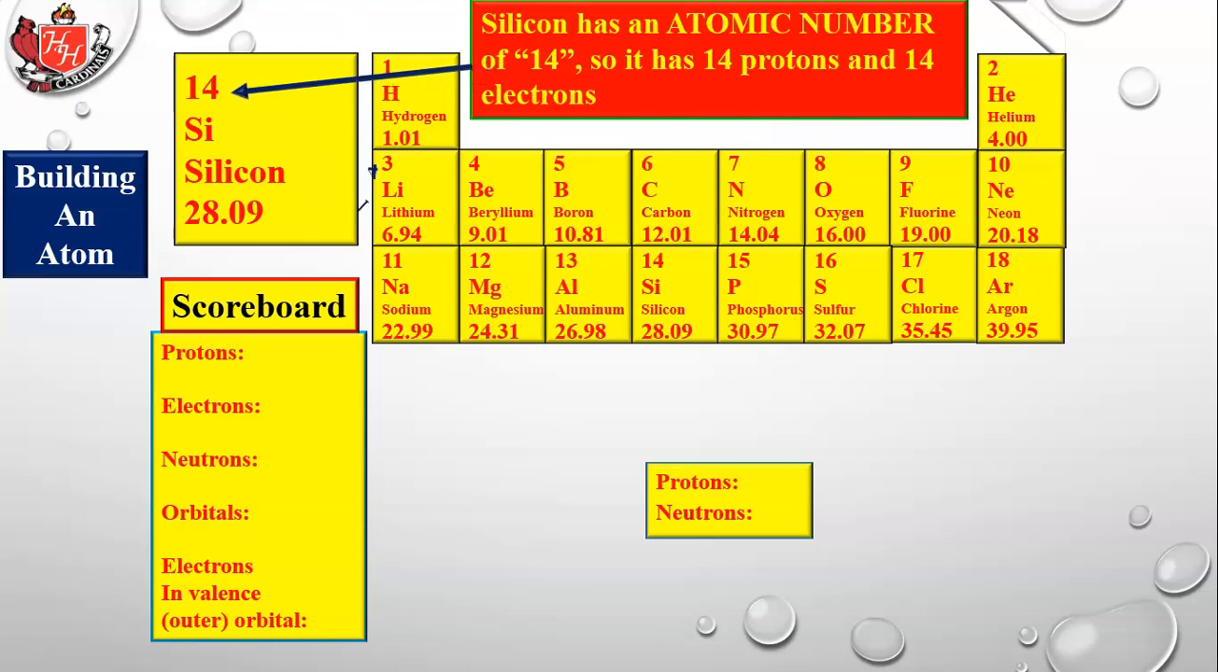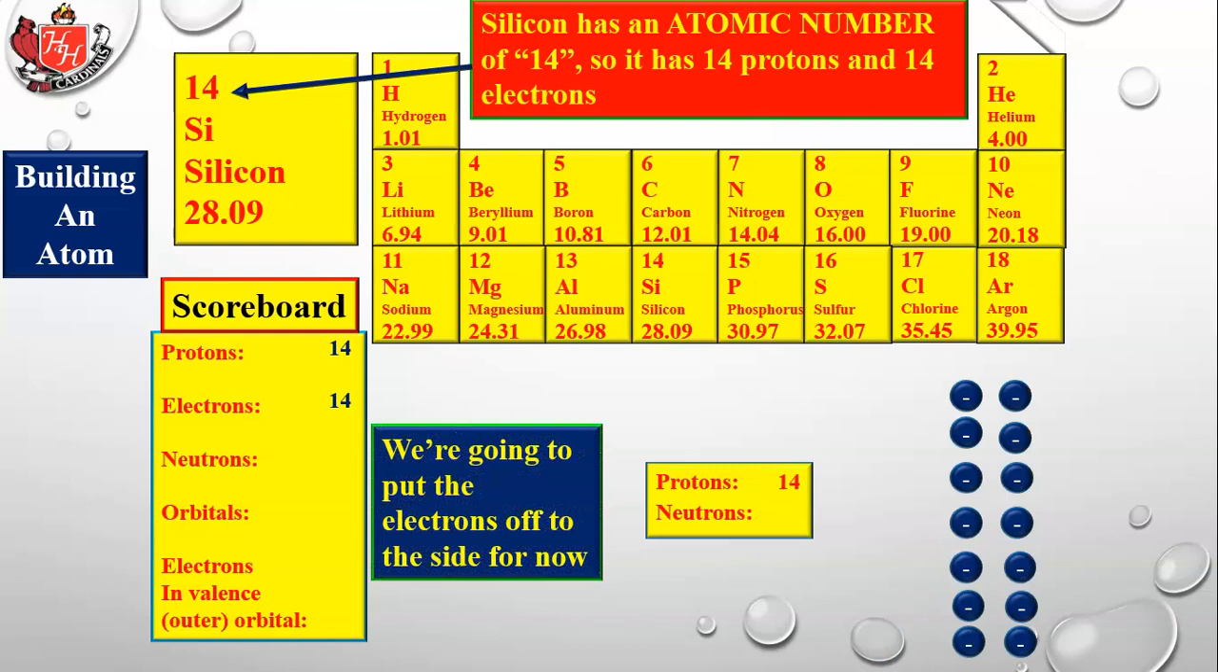So what we're going to do is fill in the scoreboard. The atomic number is the number of protons, and that's what defines silicon as being silicon. If it's electrically neutral, which all atoms are in the beginning, then it also has 14 electrons. So we can go ahead and fill in the first 2 places on our scoreboard. We can also place the 14 in the nucleus of the silicon down there, that rectangle. We're going to take the 14 electrons and set them off to the side for right now.